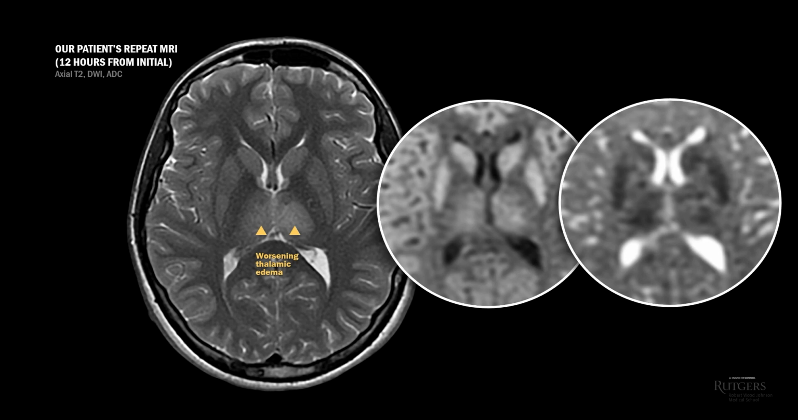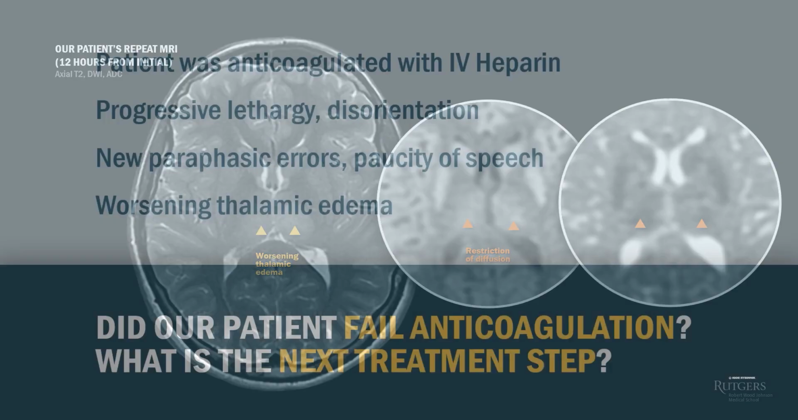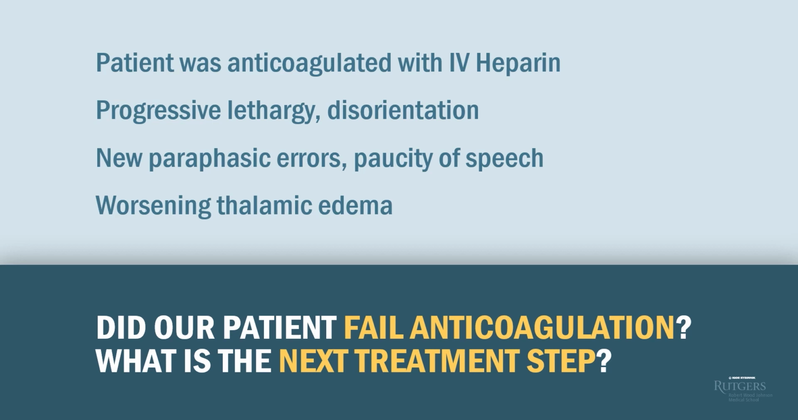That's right, the thalamic edema is worsening. There is even some restriction of diffusion on DWI suggestive of ischemia. Did our patient fail anticoagulation? And what is the next treatment step?